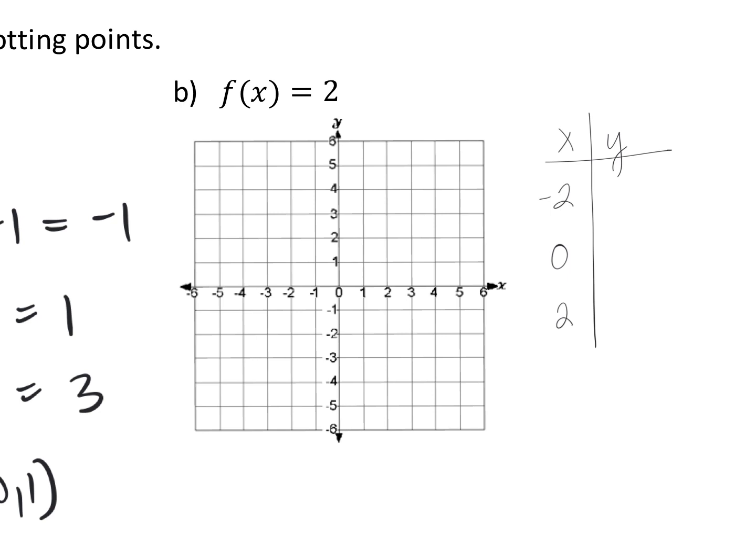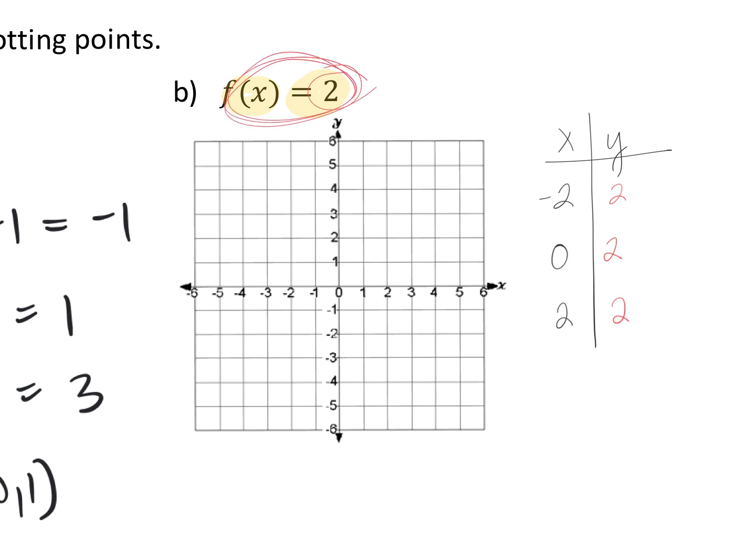So if I pick x is negative 2, what are my directions saying about y? y is going to equal 2. Just 2. In fact, it doesn't matter what my x value is. My y value is always going to equal 2. Now, this is considered a constant function. Regardless of what my x is, my y is always going to be 2.